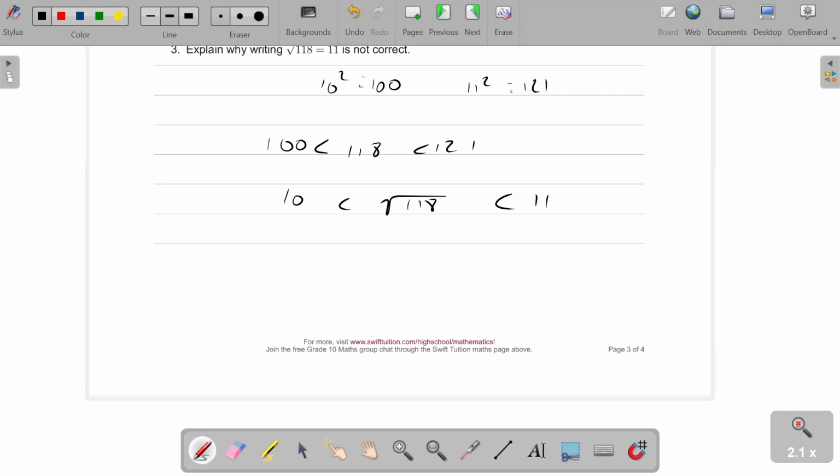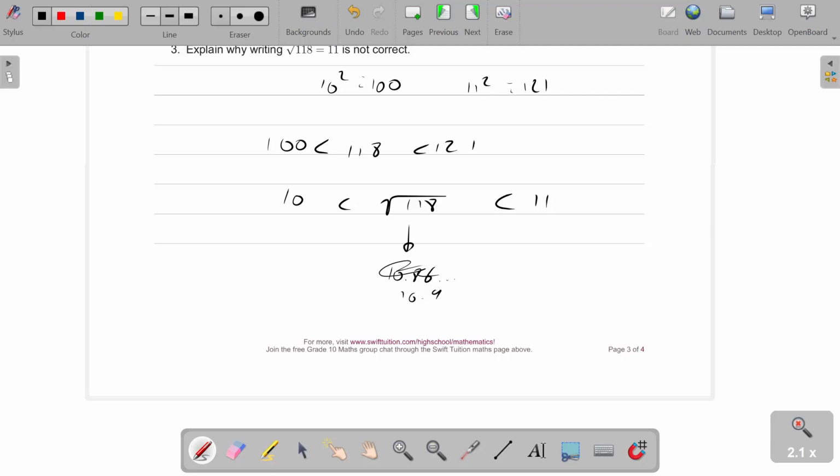But I'm not going to go through the entire process of multiplying the 10.5 thing. I'll just give you the final answer over here, right? This one is going to be 10.86 and so on. So let me just say 10.9. So clearly it's going to be closer to 11, right?